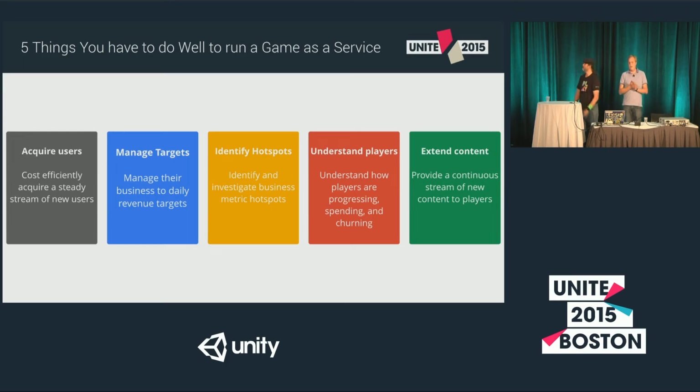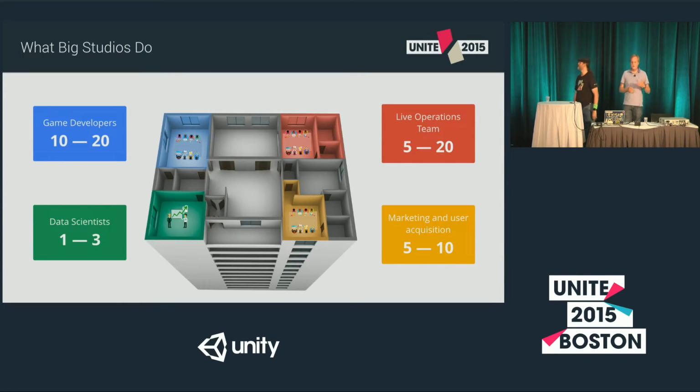Now, developers that manage games as a service have to master 5 things: acquiring players, managing targets, identifying hotspots where the title isn't performing as desired, having a deep understanding of what's working and what's not working for players, and dynamically making changes, continuously delivering new content. If you're looking at bigger studios, the structure can typically look something like this. There are still game programmers, artists, level designers, etc. But there are also data scientists that focus on analytics, a big live operations team, and marketing and UA specialists.